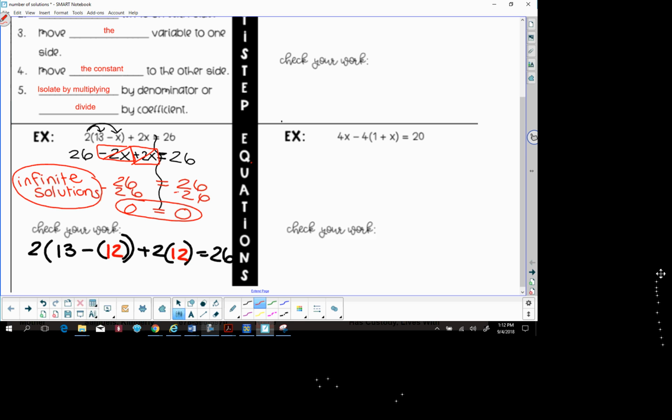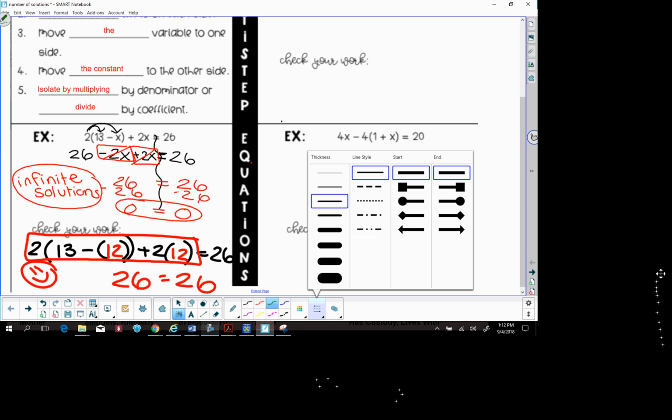When you do it, who got 26? Remember, it's only this part you're putting in your calculator. Who got 26 when you put it in your calculator? Does 26 equal 26? So I know that's a solution. So no matter what number you plugged in there, Harley wanted to plug in negative 100,080, and he did it twice. He should have gotten 26. Any questions on infinite before I move on?